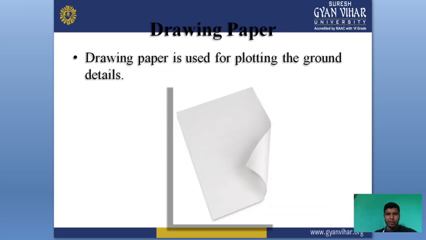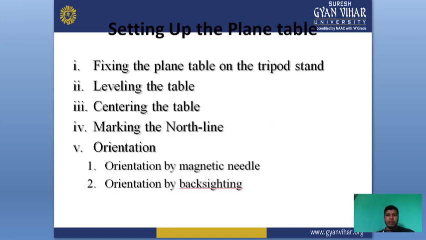Next is the drawing paper. Drawing paper is used for plotting the ground detail. When we take the readings, we can draw the measurements and readings on the sheet, which are taken with the help of the plane table survey.